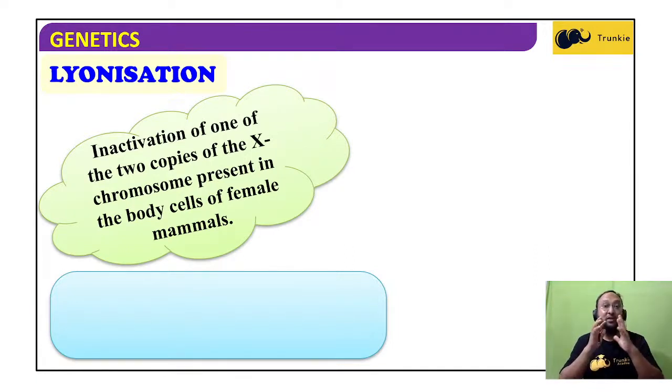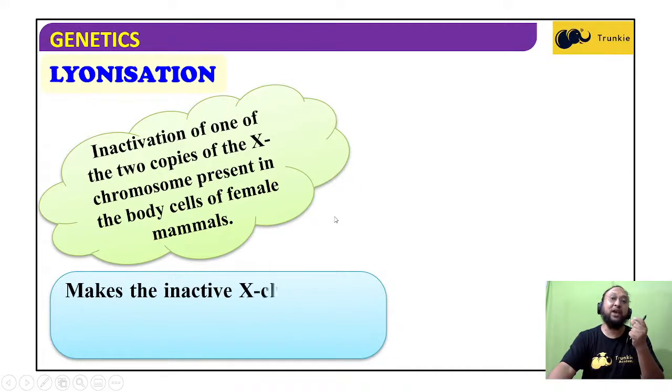When the zygote develops, there will be rapid cell division, the embryo will develop, there will be implantation, and the fetus will be fully developed. Then the delivery of the child will take place, and then there will be inactivation. When observed in these cells, it was found that one of the two X chromosomes was inactive. Inactivation of one X chromosome present in the cells of female mammals is called Lyonization.